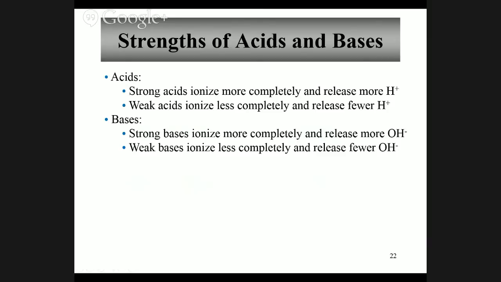The strengths of acids and bases. Strong acids ionize more completely and release more hydrogen ions, while weak acids ionize less completely and release fewer hydrogen ions. Strong bases ionize more completely and release hydroxide, and the weak bases ionize less completely and release fewer hydroxide ions.